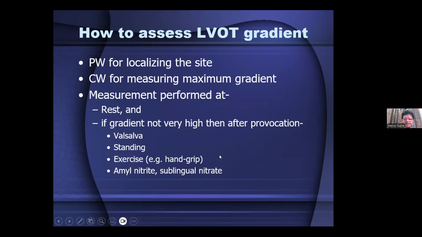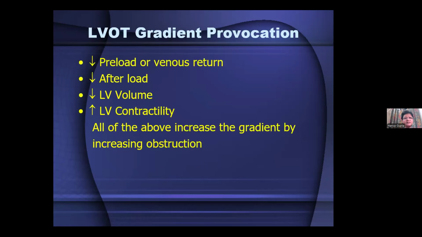Okay, now in the next slide, I'll tell you how these gradients are provoked with these maneuvers, standing or exercise. See, Valsalva and all these maneuvers decrease the preload or the venous return, and hence they decrease the LV volume. So anything that reduces the preload, the afterload, the LV volume, or if the LV contractility is increased, the gradient increases because the size of the cavity reduces. It is already obstructed and it is further increasing the obstruction.